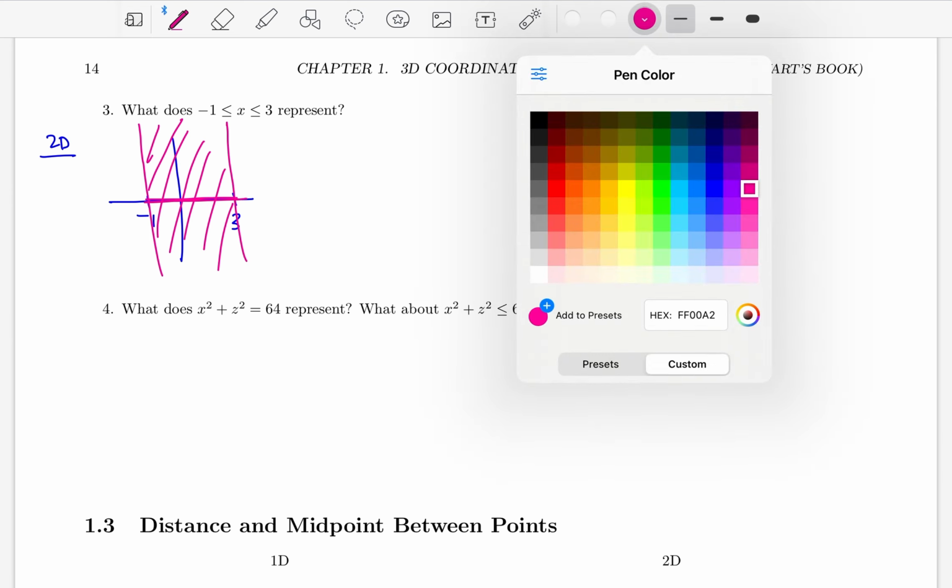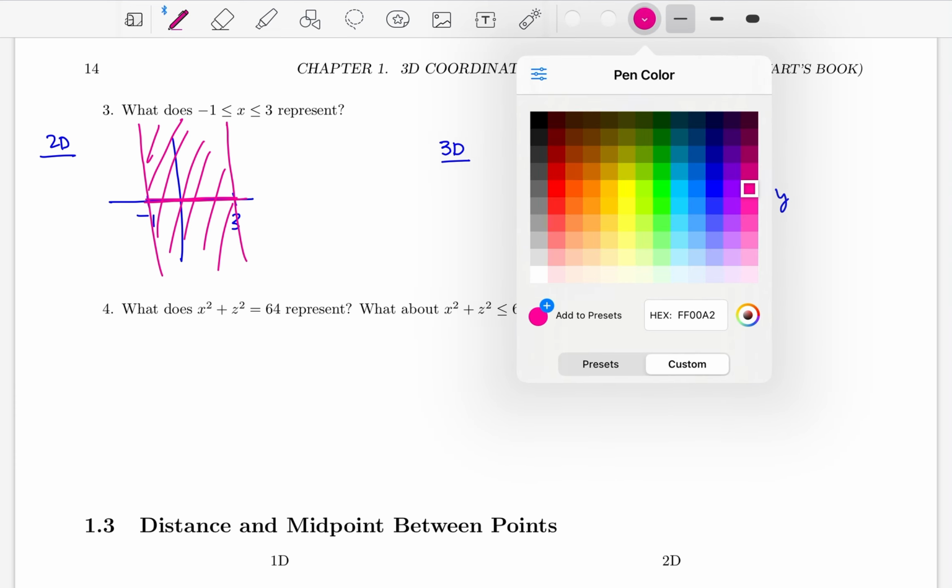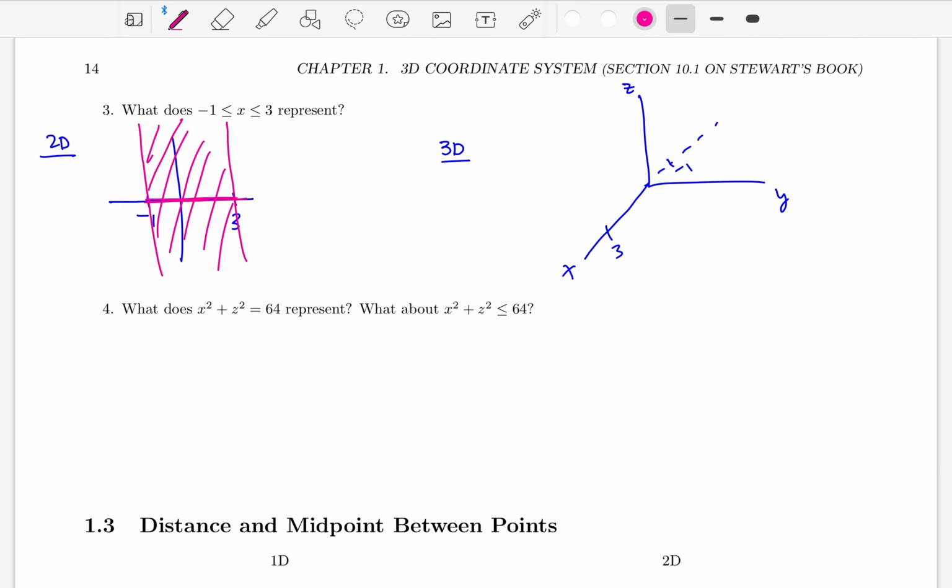Now, if I expand this to 3D, then hopefully you see what's going to happen. I start with my little rectangle. Again, let me take the negative part, so -1, 3, okay? And then y can be anything. So this is something like this. This is 1. So it's going to be here from -1 to 3, and then y can be anything.